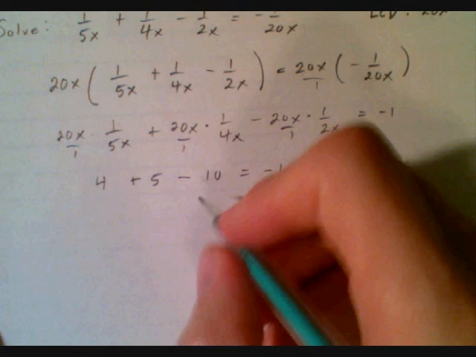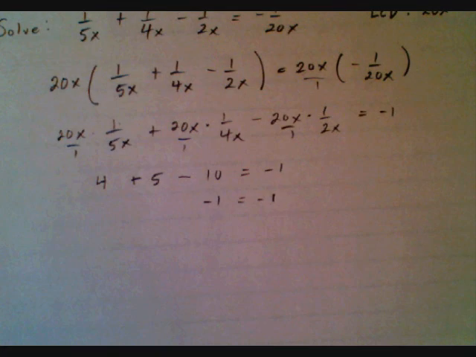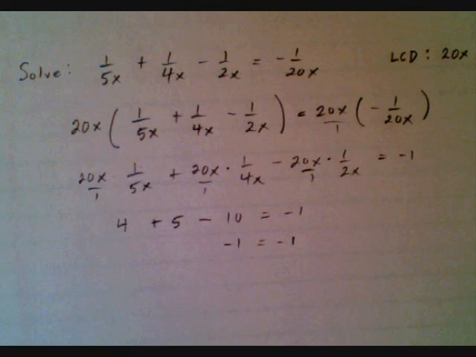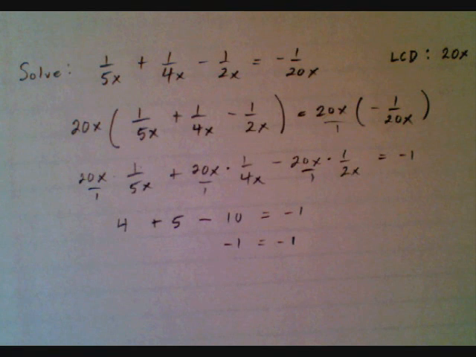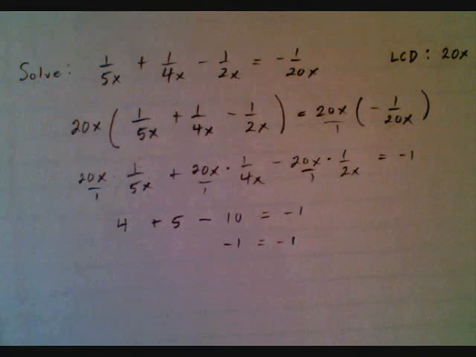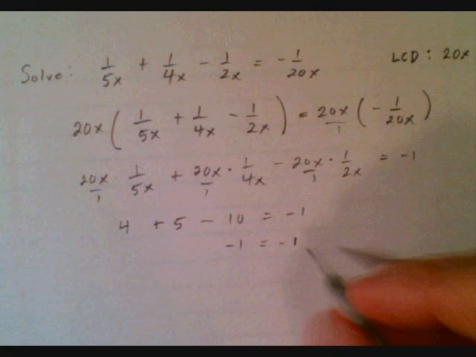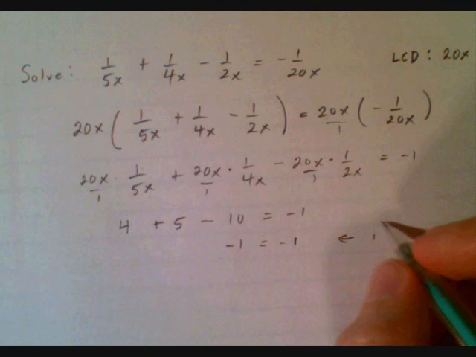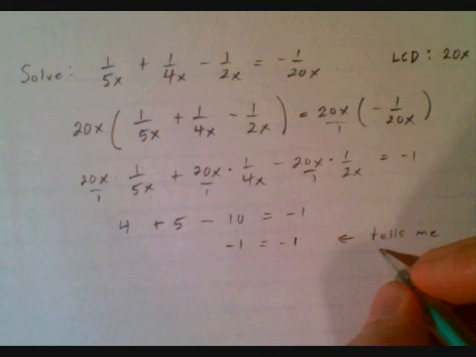What this tells me is that the original equation is true for all values of x for which both sides of the equation are defined. In other words, this tells me the given equation is an identity.